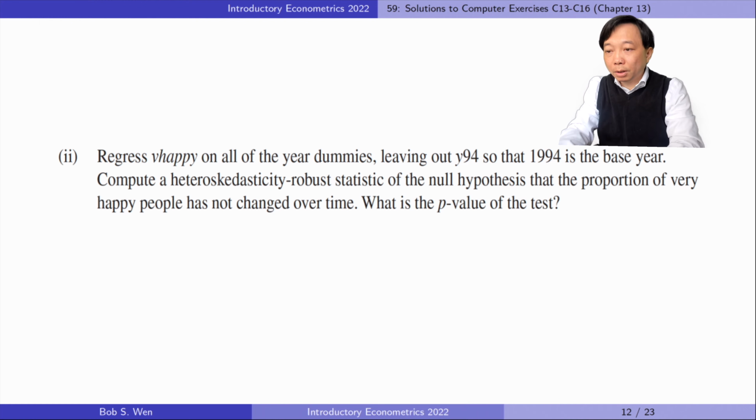In part 2, we regress VHappy on all of the year dummies, leaving out Y94 so that 1994 is the base year. Compute a heteroscedasticity robust statistic of the null hypothesis that the proportion of very happy people has not changed over time. What is the p-value of the test?